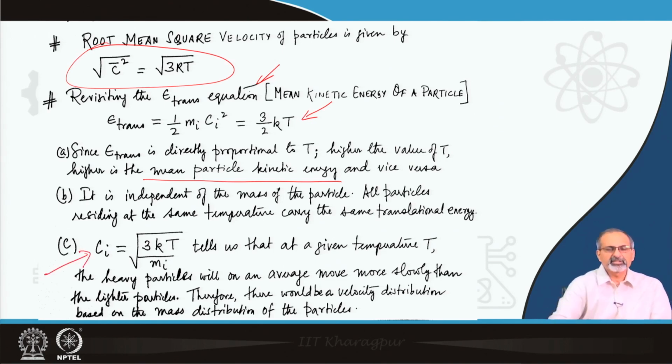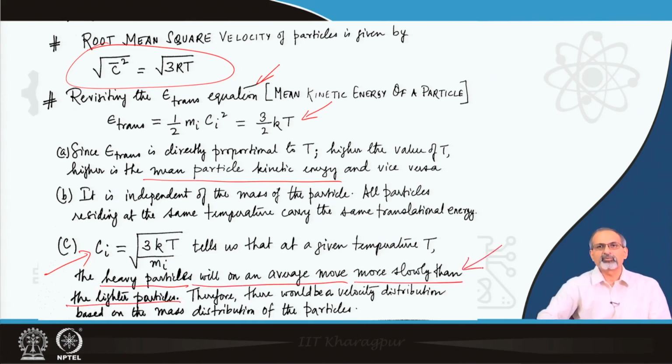The expression C_i is equal to the square root of 3kT by m_i tells us that at a given temperature T, the heavy particles will on an average move more slowly than the lighter particles, which is a very important fact. Therefore, there would be a velocity distribution based on the mass distribution of the particles.